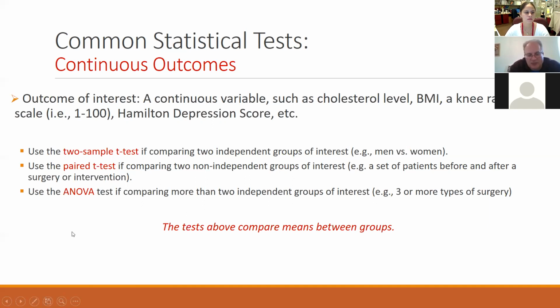So these are probably the most popular tests you're going to see in the literature when your outcome variable is a continuous measure, where typically you would report a mean. You know, what's the mean Hamilton depression score? What's the mean score on the knee rating scale and so forth?